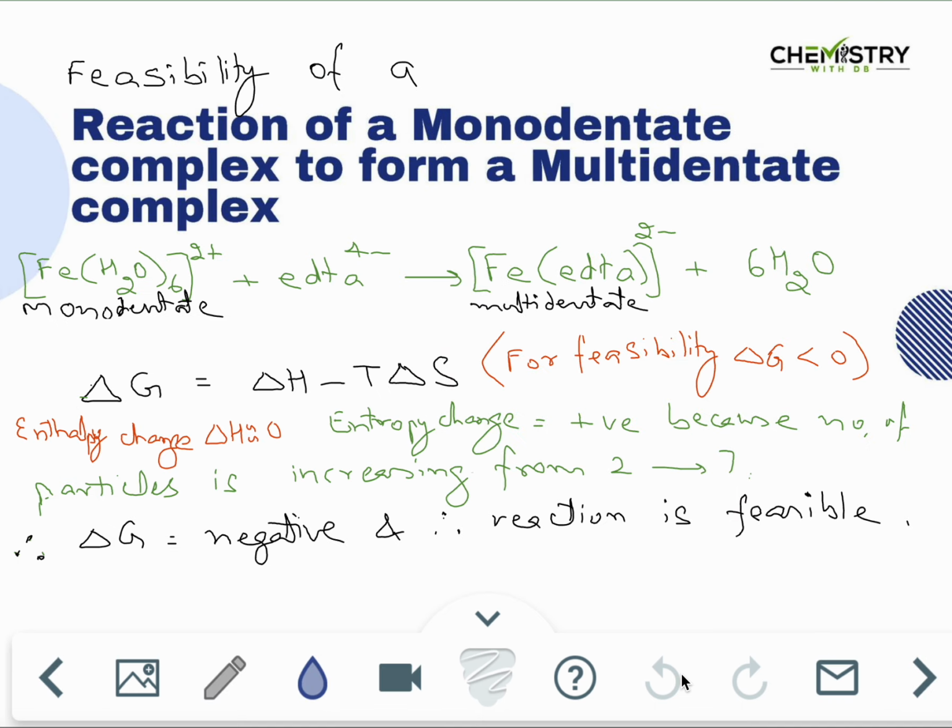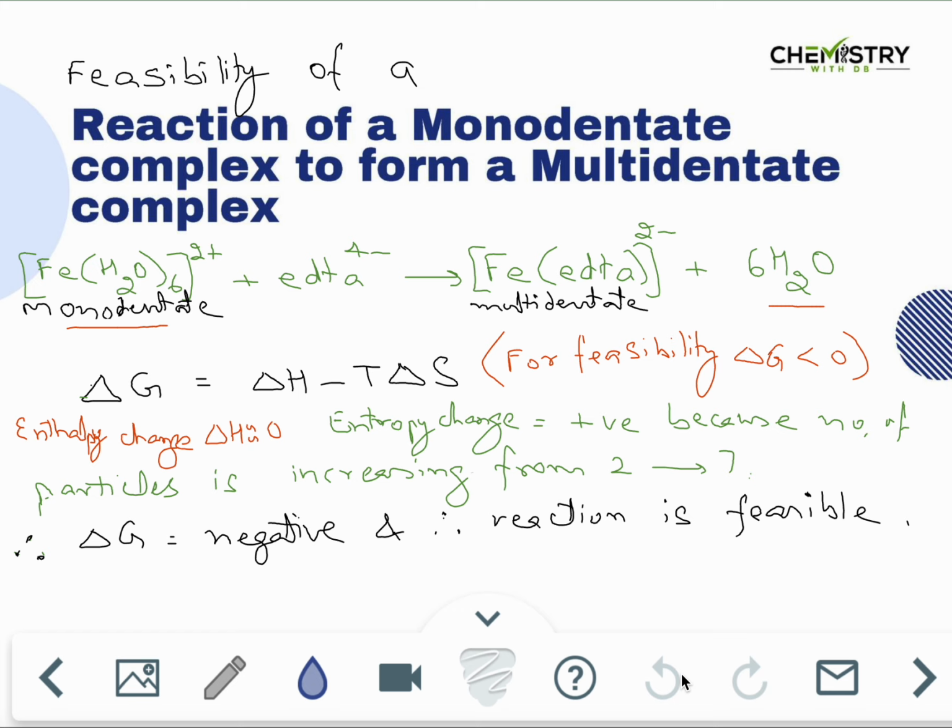Now let's look into an example involving feasibility of a reaction wherein a monodentate hexaaquaferrate 2+ ion is reacting with a hexadentate ligand EDTA. What happens is that EDTA substitutes all of the water ligands from the monodentate complex, and those 6 water ligands are released, and it forms a multidentate complex ion with EDTA. Now let's look into how this is thermodynamically feasible.